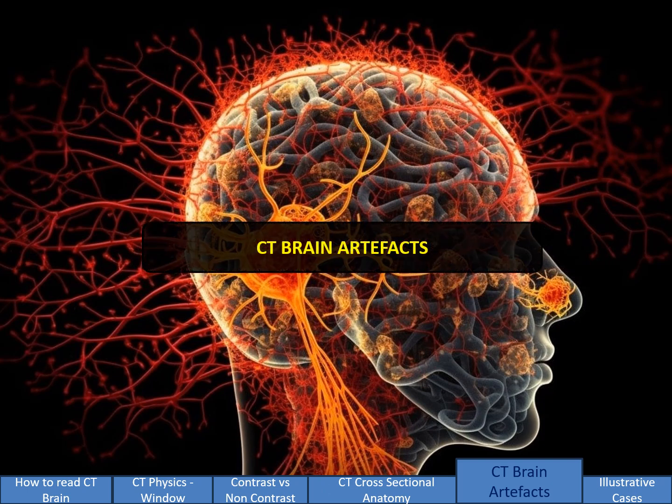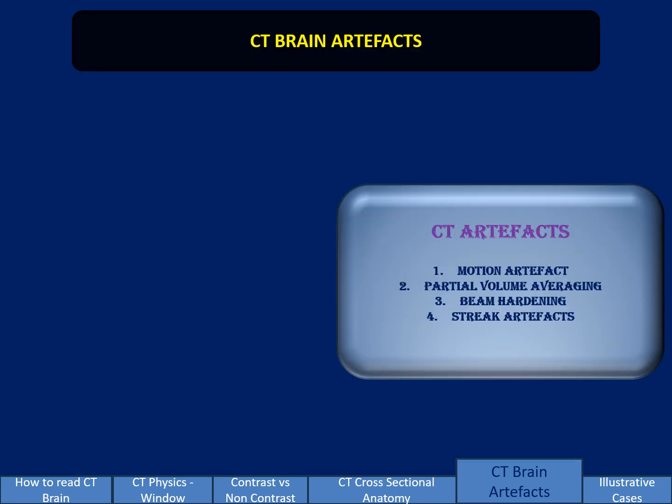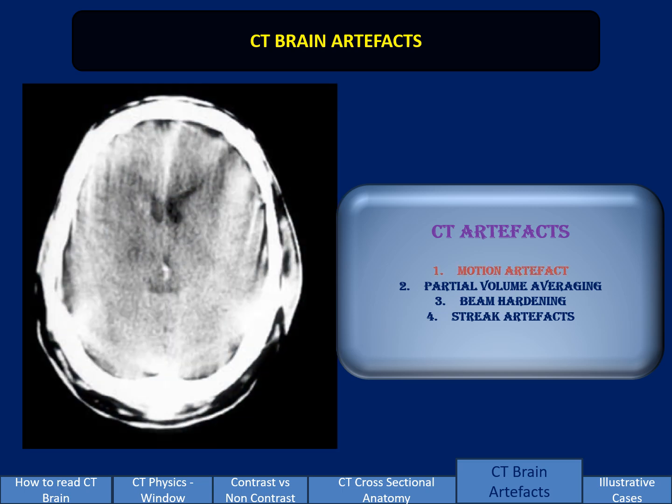Coming to CT brain artifacts, which we ran through in the earlier slide. There are 4 important CT artifacts which we see in the brain. One is motion artifact. What is motion artifact? When the scan is done, if the patient is moving, we'll be able to see streaks of attenuation, blackishness and whitishness. That is called motion artifact, in which because of movement there is a blurry image.